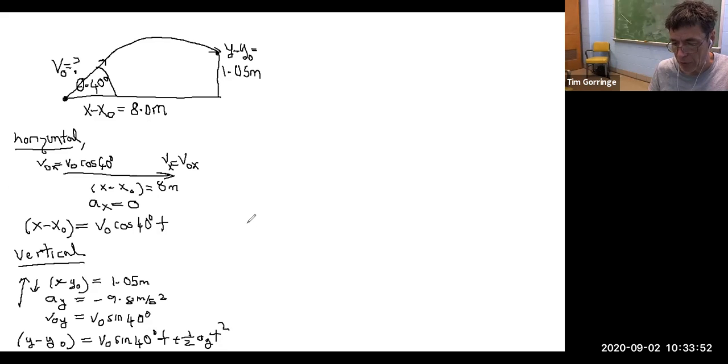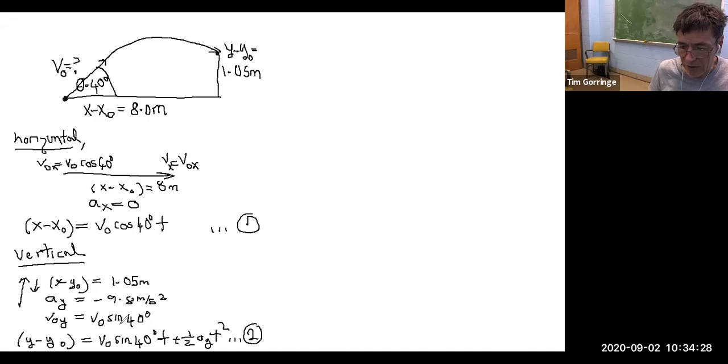At this point, we've got two equations. Let me label them. Here's number one. Got it by considering the horizontal motion and specifically writing down the equation for the horizontal displacement in terms of the initial velocity, v naught. And then here's the second equation. This was obtained by thinking about the vertical motion and specifically the vertical displacement. And again, it's an equation for the vertical displacement in terms of the unknown initial velocity.